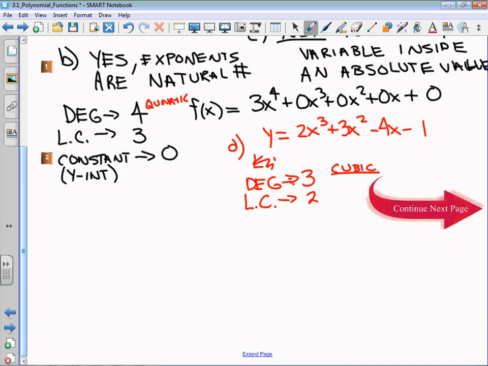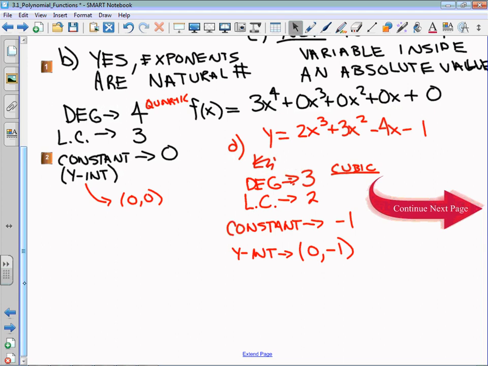And then the last part is the constant term. In this case, that is going to be -1. And I'd like to identify that it means the point (0, -1) is my y-intercept. Now, I didn't do that over here, but I'm going to do it. My y-intercept in this case would be (0, 0). That is a nice, quick point to be able to identify.